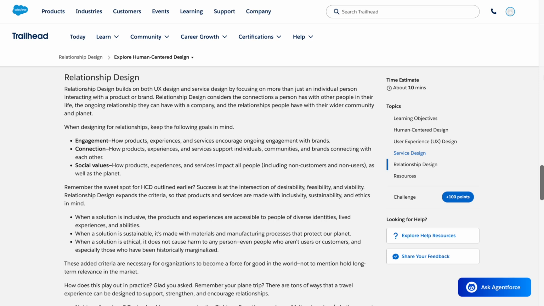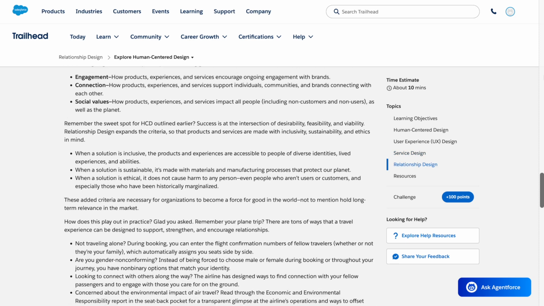When designing for relationships, keep the following goals in mind: engagement, how products, experiences, and services encourage ongoing engagement with brands; connection, how products, experiences, and services support individuals, communities, and brands connecting with each other; social values, how products, experiences, and services impact all people, including non-customers and non-users, as well as the planet.